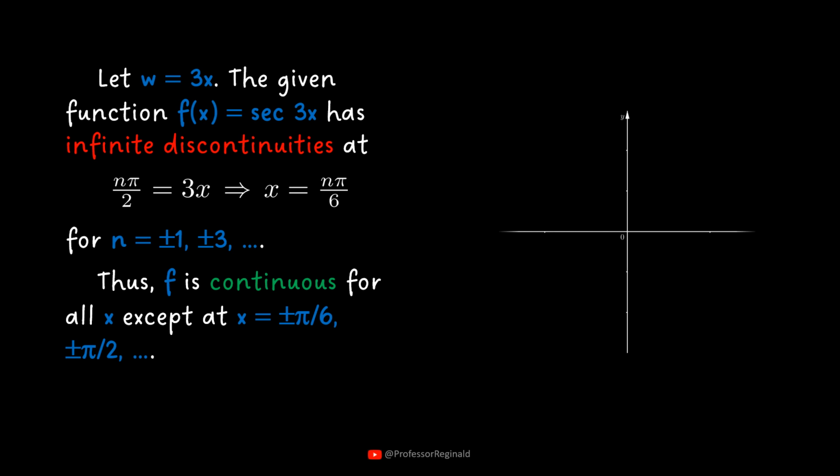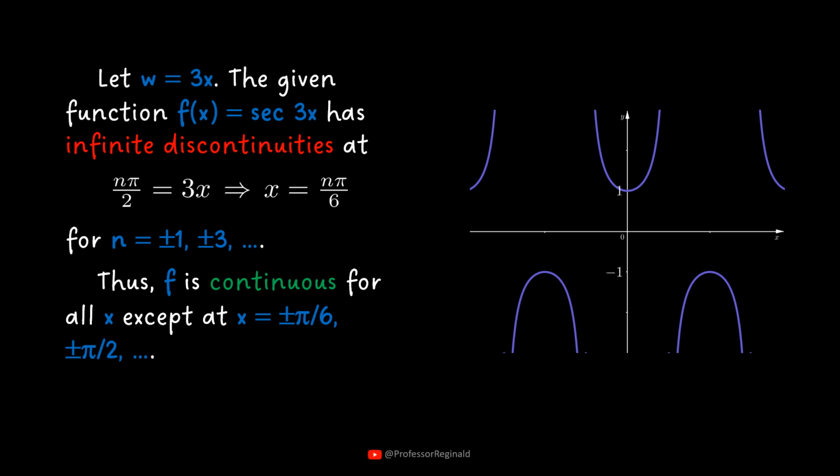The figure on the right illustrates the graph of f in terms of the given variable x. F of x equals the secant of 3x has infinite discontinuities at x equals positive or negative pi over 6, positive or negative pi over 2, and so on. Number 4. F of x equals 7 times the cosecant of x.